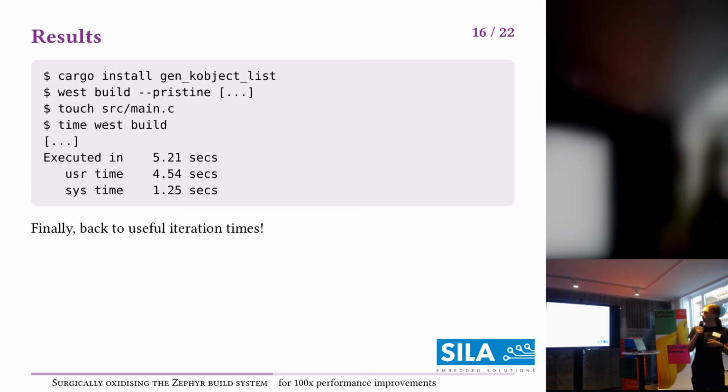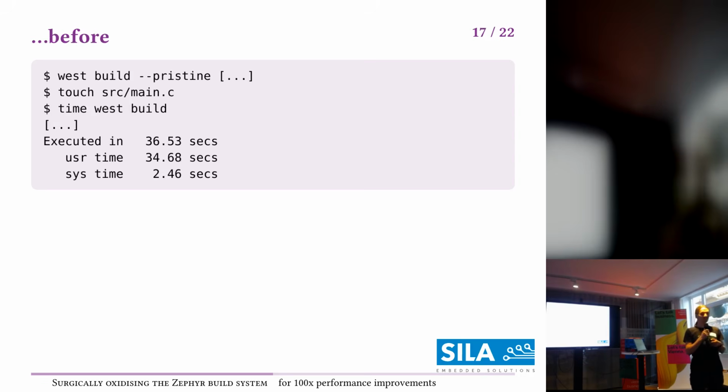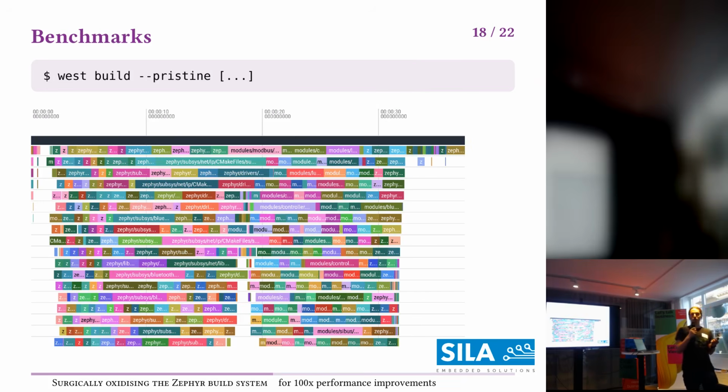So what do? We install this Rust program, we do another pristine build, we touch the source file again, do another incremental build, and it takes 5 seconds now. Down from 36, up to usable iteration times. Compared to before, 36 seconds, 5 seconds is useful. Of course, we need to do benchmarks again because we want to know what we did. This is a pristine build again, and you can see almost the entire build time is spent in compilation with 16 threads in parallel and a little bit of single-threaded work at the beginning.